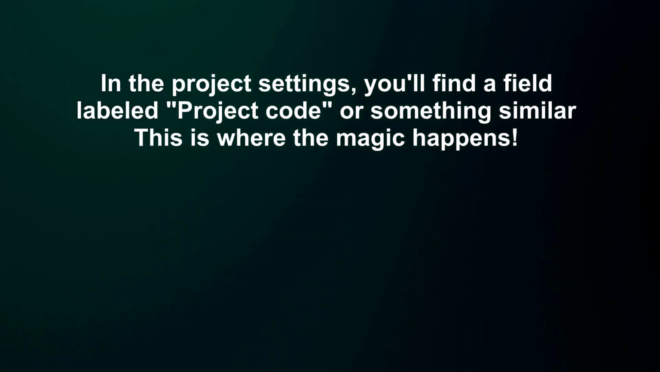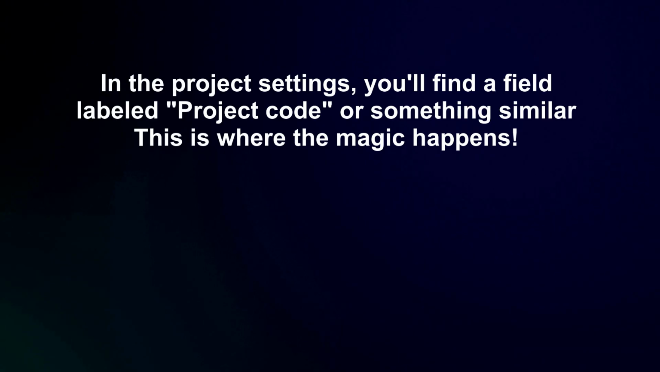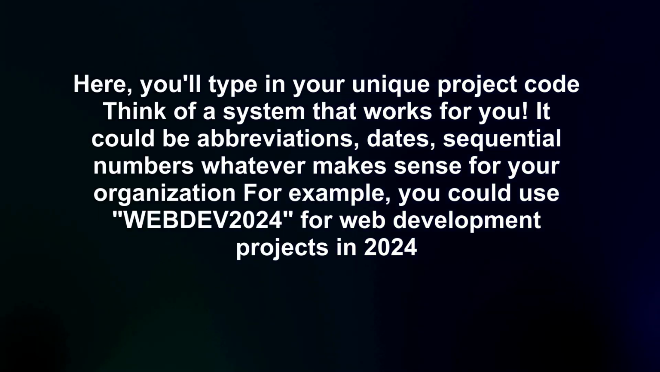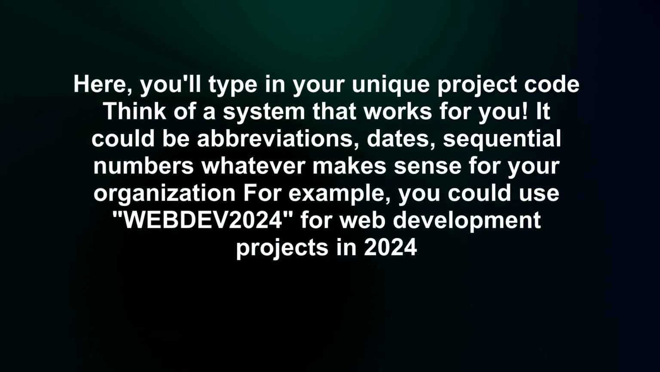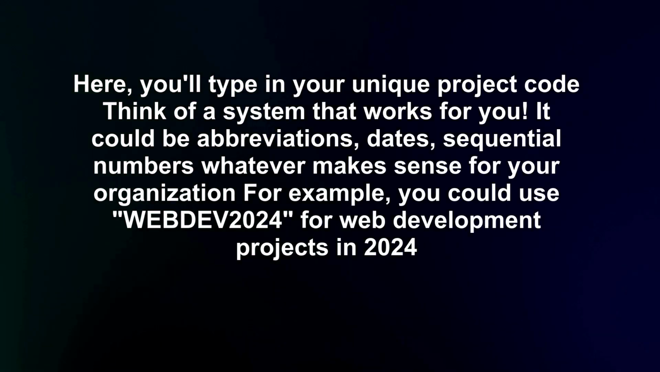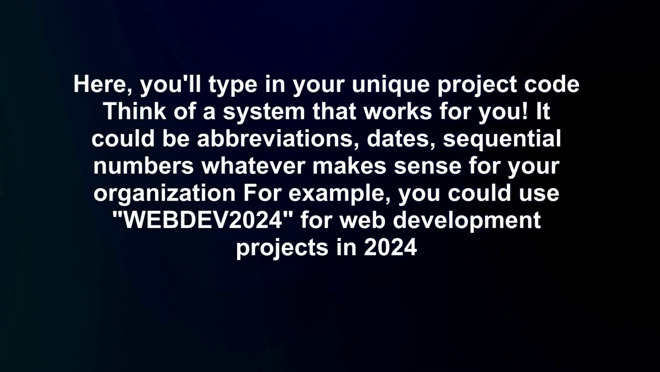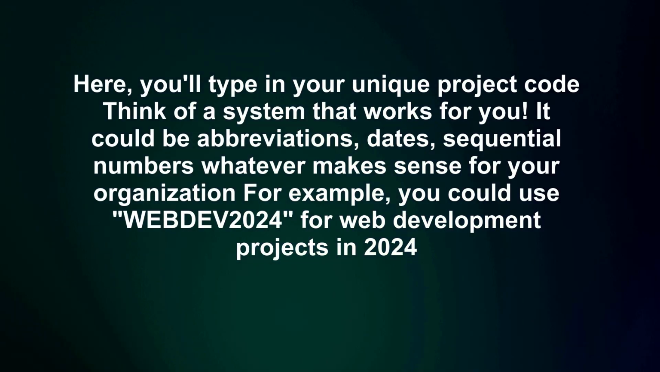In the project settings, you'll find a field labeled Project Code or something similar. This is where the magic happens. Here, you'll type in your unique project code. Think of a system that works for you. It could be abbreviations, dates, sequential numbers, whatever makes sense for your organization. For example, you could use WebDev 2024 for web development projects in 2024.